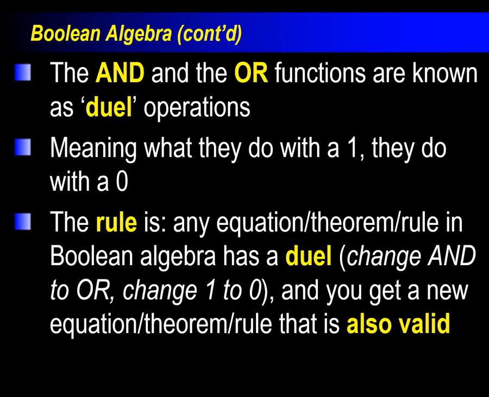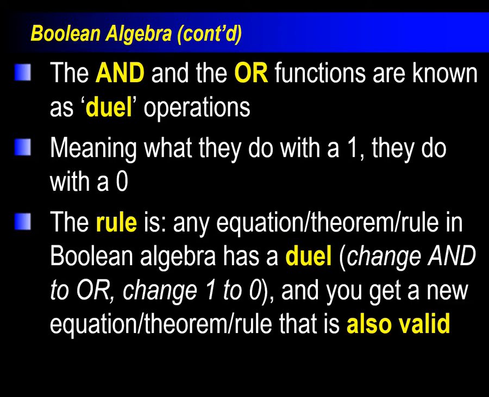Everything in Boolean algebra has what's called a dual operation. That's true in regular math as well. Like the dual of addition is subtraction, the dual of division is multiplication. They're sort of opposites of one another. And in Boolean algebra, that's even more so the case, because it is a two-state system. So what you can do with a 1, you can do with a 0, and vice versa.